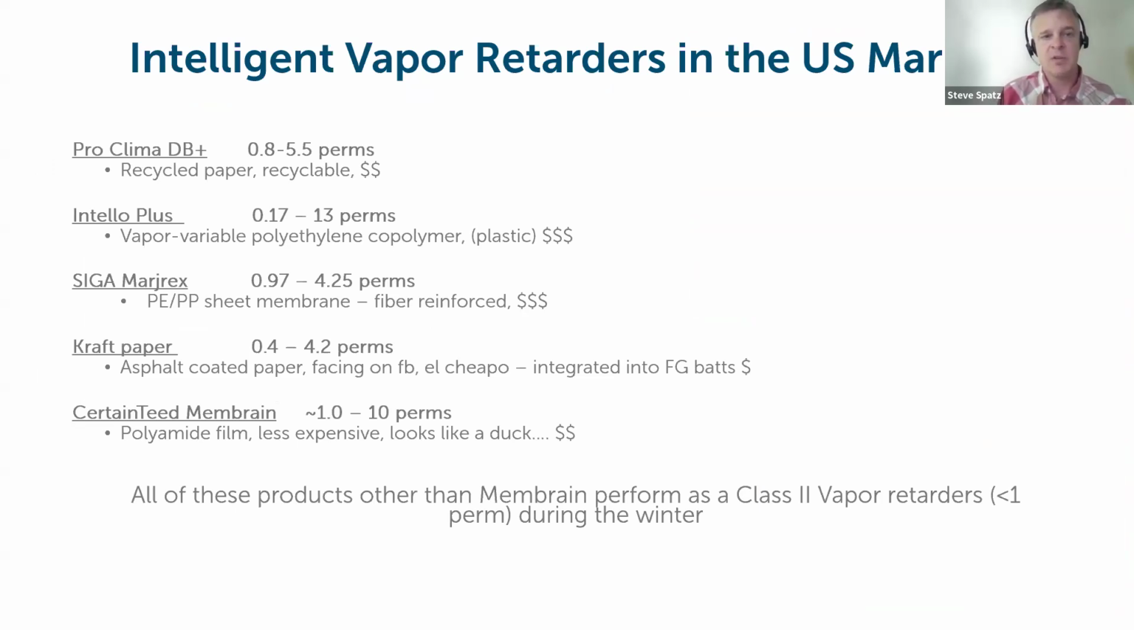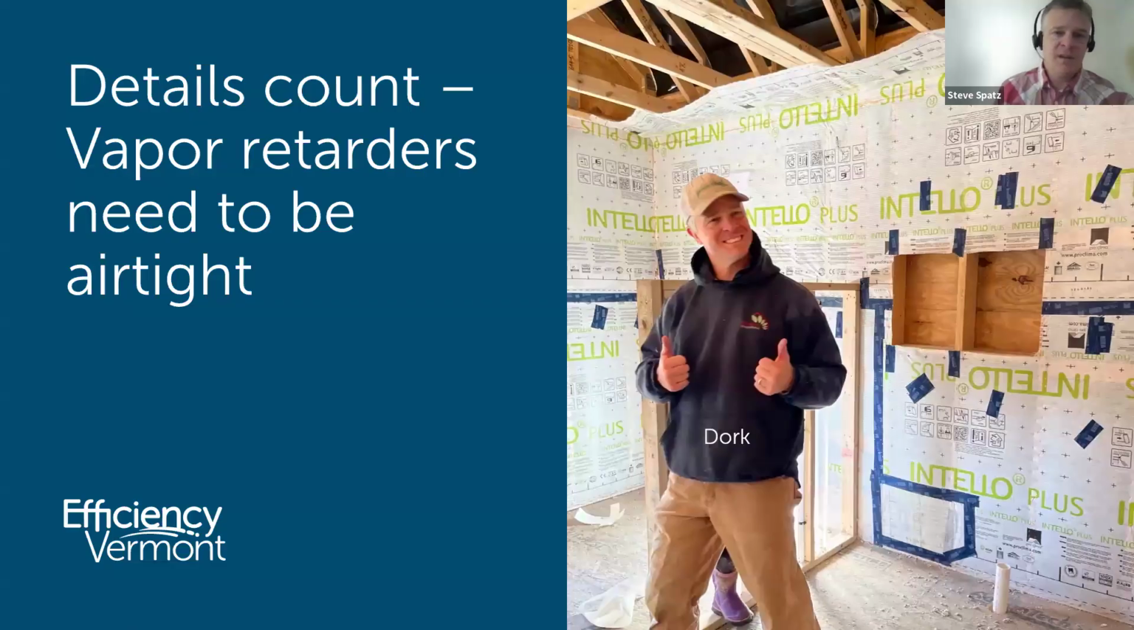So the Intello Plus product from ProClima has the lowest perm rating during those wintertime low humidity conditions, so 0.17. So considered a class 2 vapor retarder, very close to a class 1, but then opens up substantially during the summer months. Opens up to a 13 perm rating. And then you'll see a range of other performance from other products that are available on the market. So as I see these, it's kind of an insurance policy to the durability of these assemblies behind it.